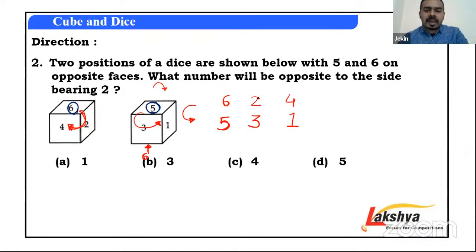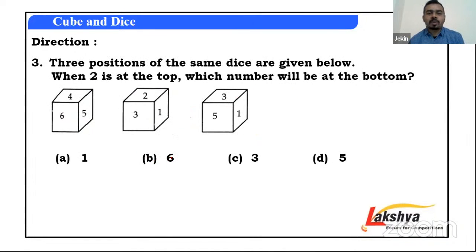The number opposite to the side bearing 2. What's the answer? 3. Here you have option B. 3. Done. Solved. हो गया. Fun? Loved it? Let's try to solve one more question.